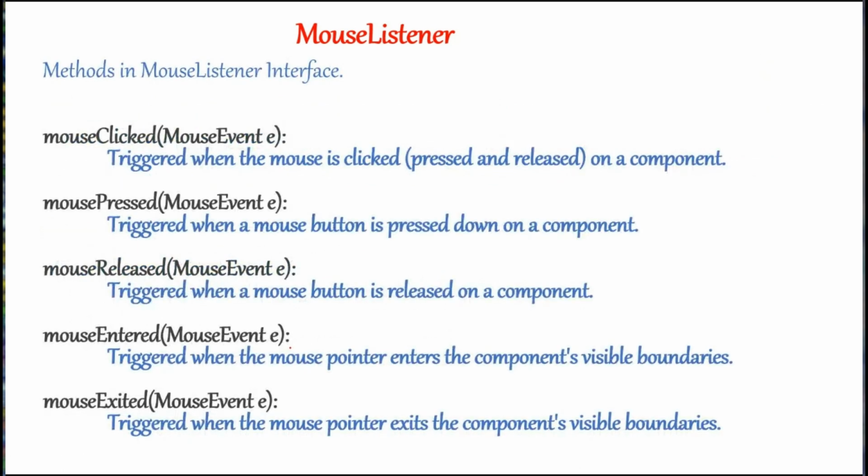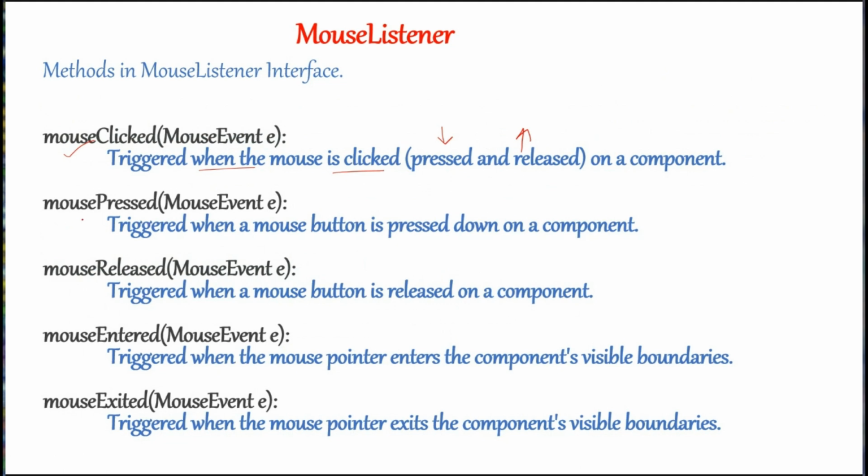So let's see the specific methods that are there in the MouseListener interface. One of the abstract methods in this interface is mouseClicked. This event is going to trigger when the mouse is clicked, and clicked means two internal things: one is press and another is release on a component.